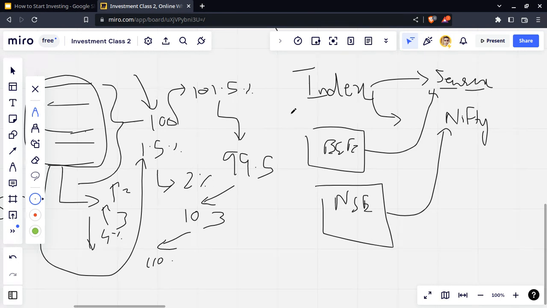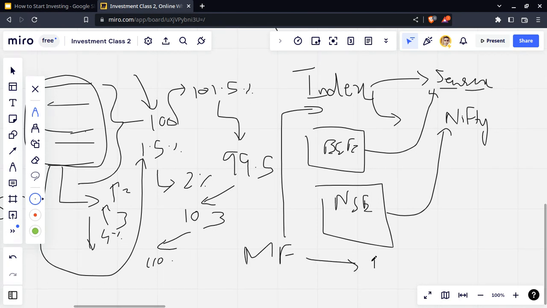If the country will grow, the businesses will grow. And being a part of the top 50 companies is definitely going to help you in growing your money. Since if India is going to grow, most probably the top 50 companies are going to grow. So if you don't know anything, put your money in index funds, that is, mutual funds that invest in the index.